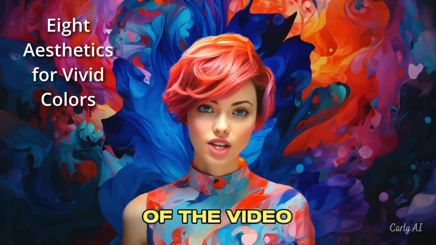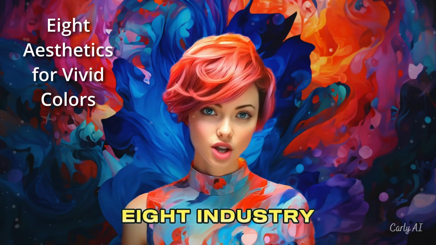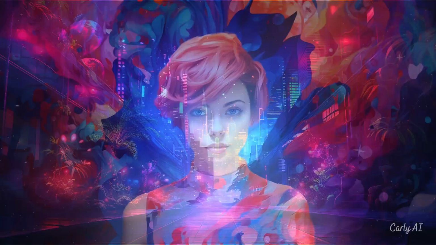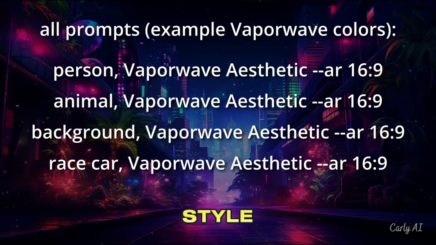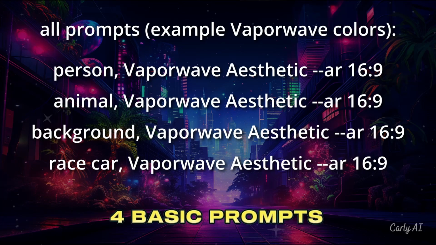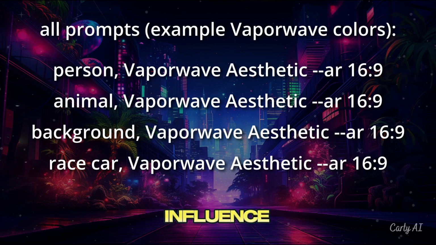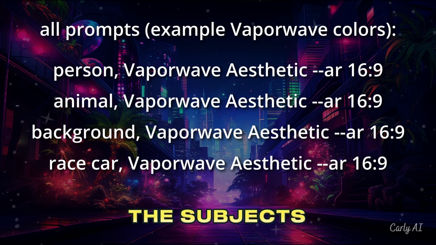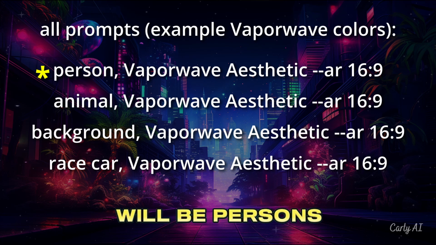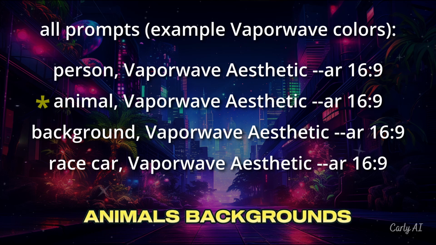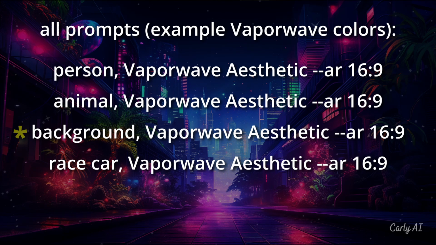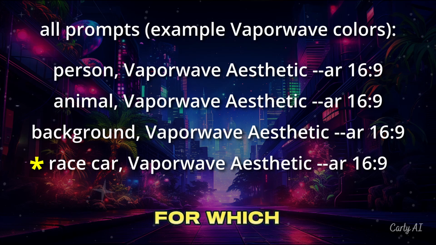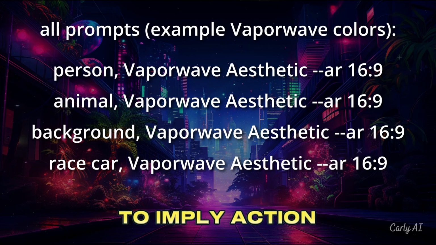For the remainder of the video, I will showcase 8 industry art aesthetics and styles that embrace vivid colors. For each industry style, I will use 4 basic prompts, allowing us to review how styles influence both organic and inorganic subjects. The subjects for the prompts will be persons, animals, backgrounds, and race cars. I chose race cars as a subject for which the AI might use color to imply action and energy.